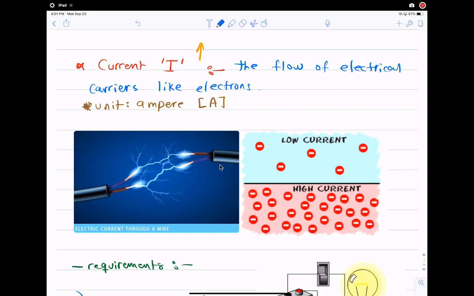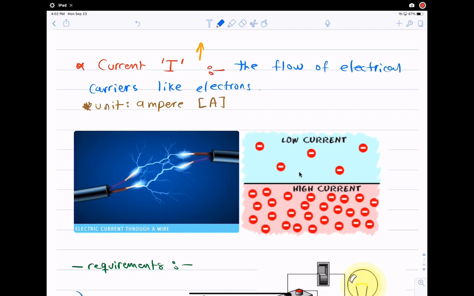Now if you want to understand currents, let's first differentiate between a low current and a high current. Since current is the carriers moving in a closed path, if lots of electrons are moving, then there's a high current, and current is measured in the unit ampere. So if here we have 100 ampere, while here we might have 1 ampere, 1 ampere is a low current. Now in real life, 10 ampere, 12 ampere, 50 ampere is a high current.